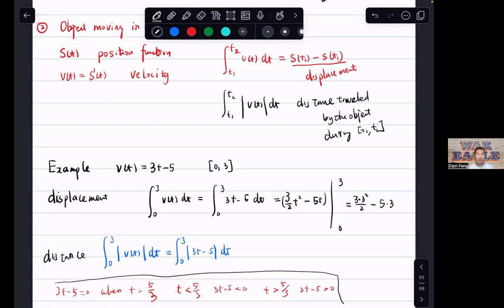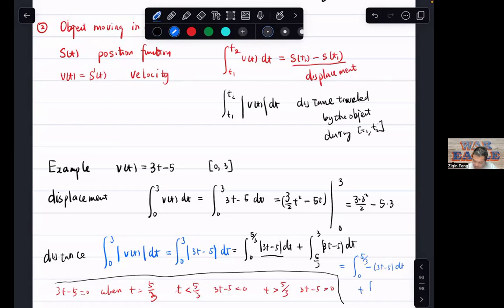So we can use the property of integral to split it into two smaller integrals. So this is integration from 0 to 5 over 3, the absolute value of 3t minus 5 dt, plus integration from 5 over 3 to 3, the absolute value of 3t minus 5 dt, right? On the first part, inside is negative. Just put a negative, you can get rid of the absolute value, right? So that's equal to integration from 0 to 5 over 3, negative of 3t minus 5 dt.